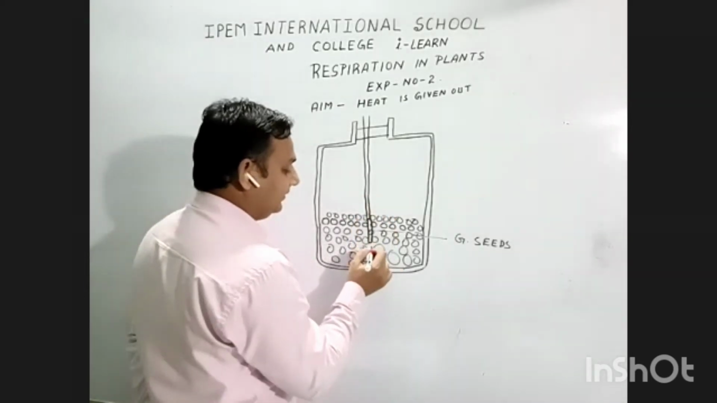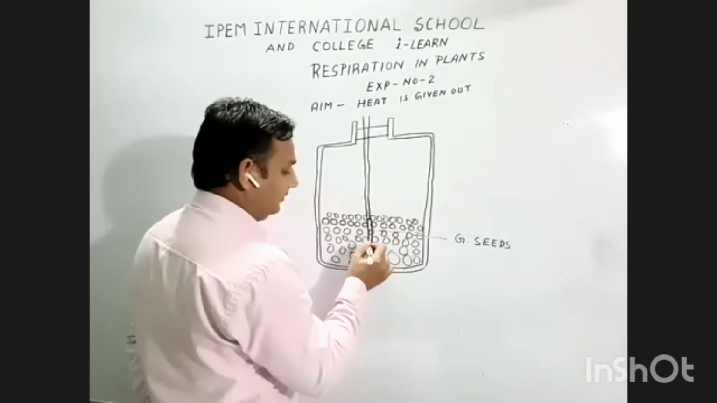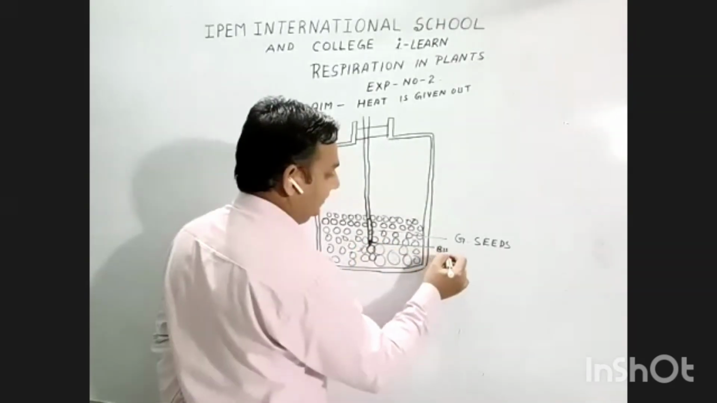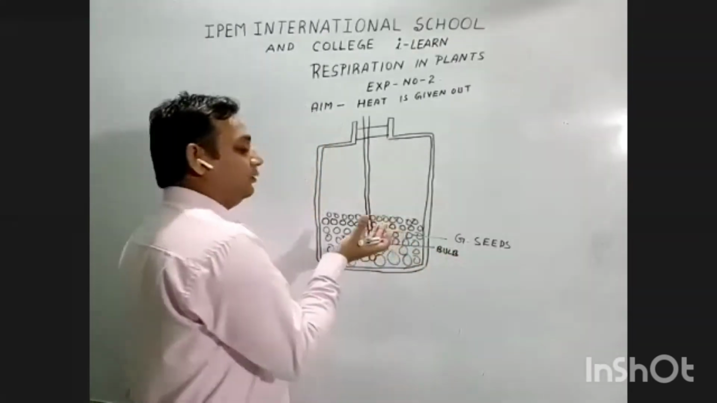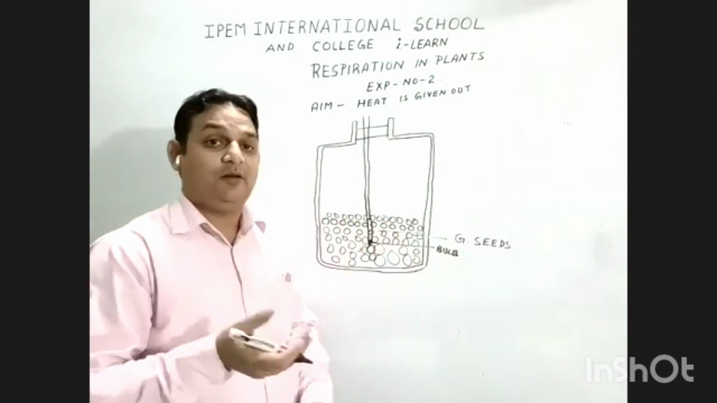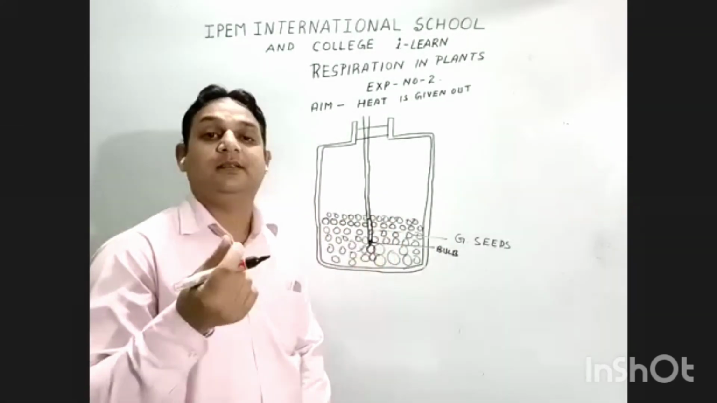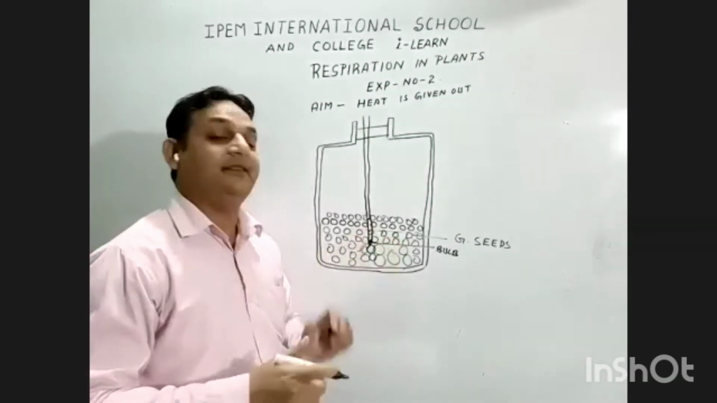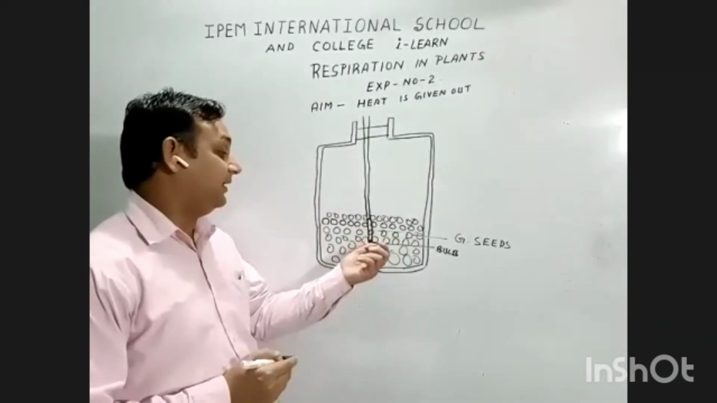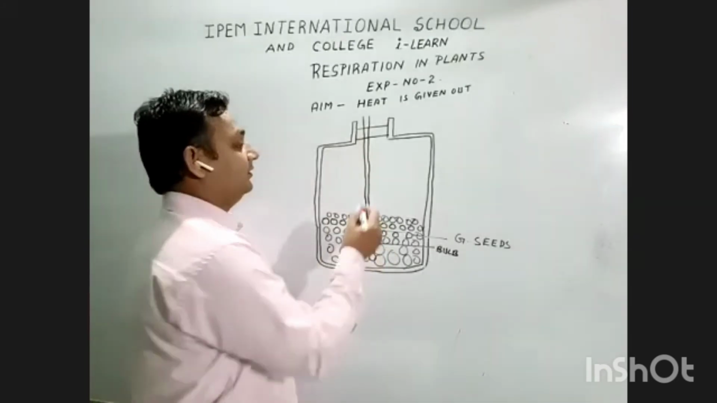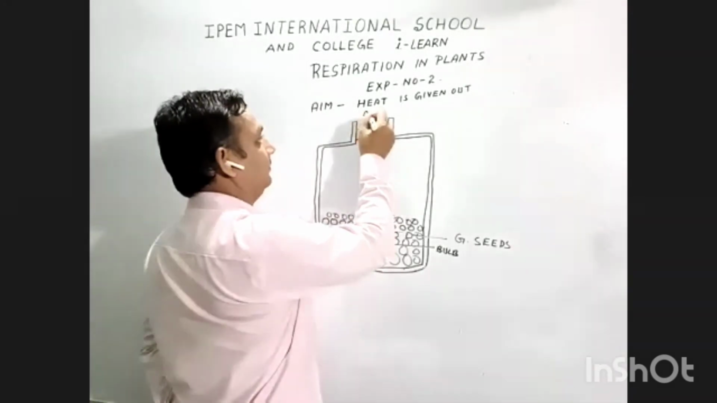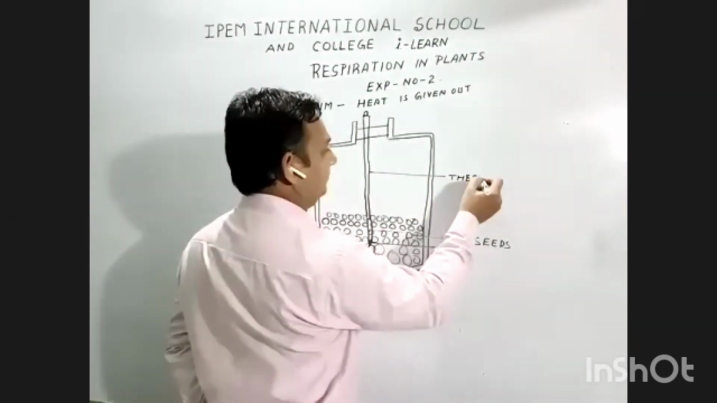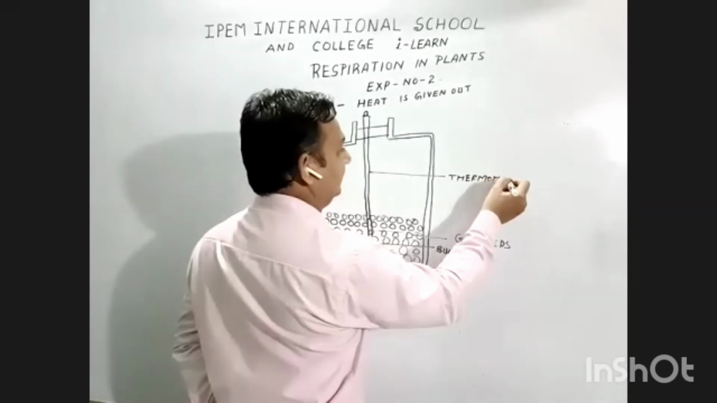And this is the bulb of the thermometer. So not superficially, not just above, you will not put the bulb of the thermometer. It should be deeply placed in the germinating seed. That's why I have made it here, the bulb of the thermometer. Now, what will you observe? This is the method.